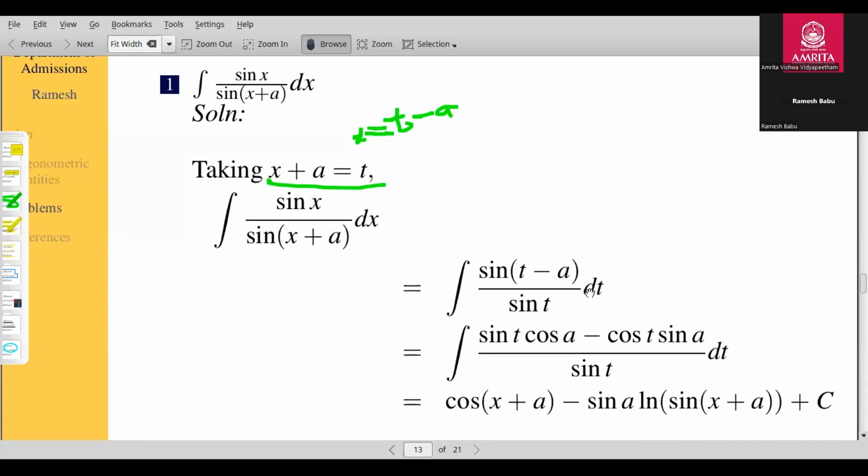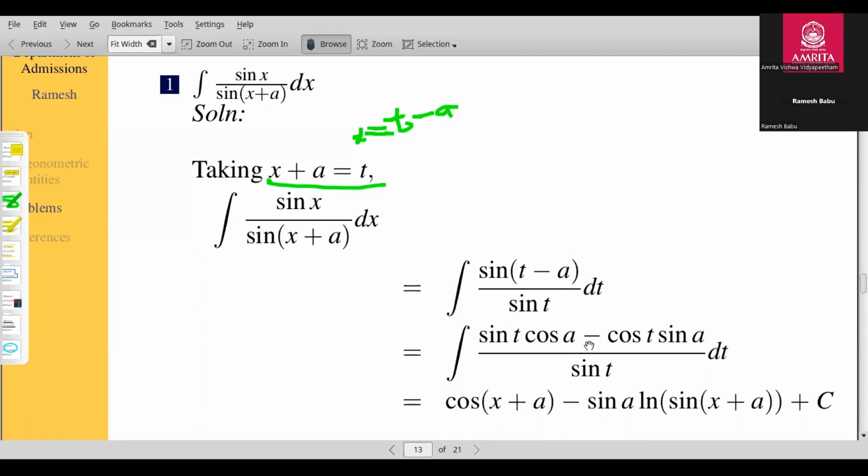That is the idea. And after that, I am applying the sine of a minus b formula: sine of x minus y is equal to sine x cos y minus cos x sine y. So x is equal to t and y is equal to a. I am just substituting here.